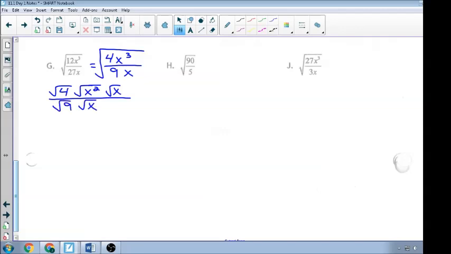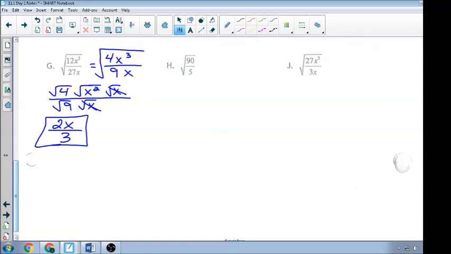At this point, before I do anything else, I want to look for anything that matches. So the one thing that matches is the square root of x. I can go ahead and cancel both the numerator and denominator. If they're exactly the same, I can cancel them out. I don't need them anymore. Okay. Now at this point, I am going to evaluate my perfect squares. So the square root of 4 becomes 2, the square root of x squared is x, and the square root of 9 is 3, and we are done.